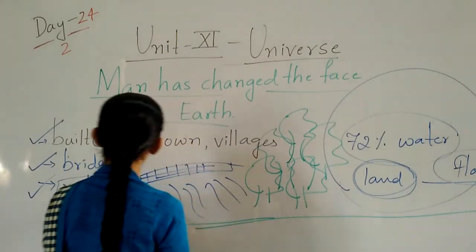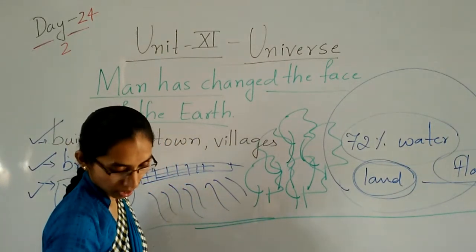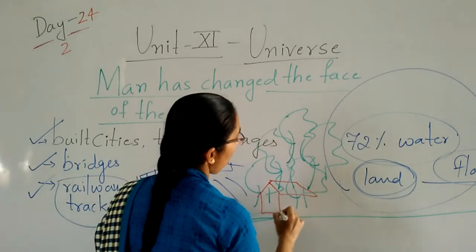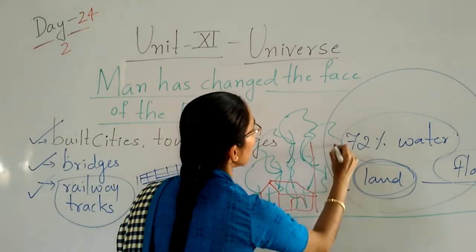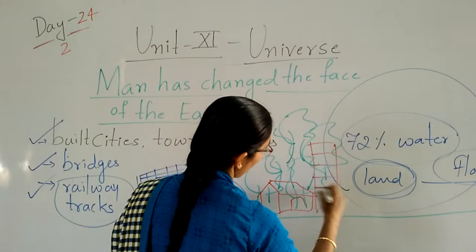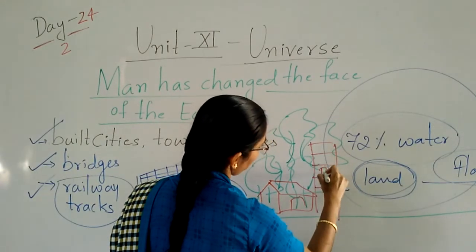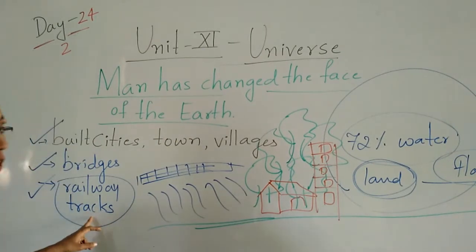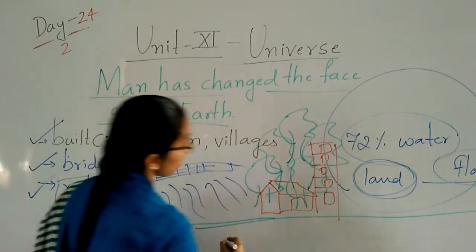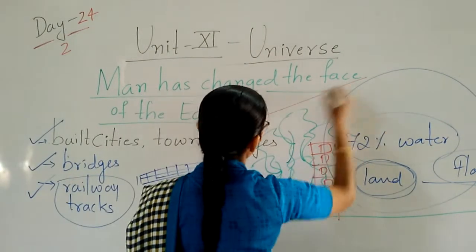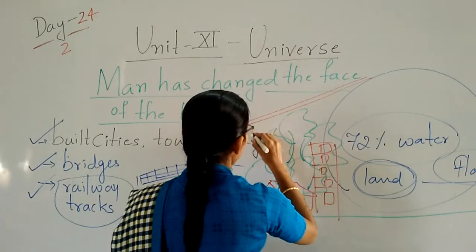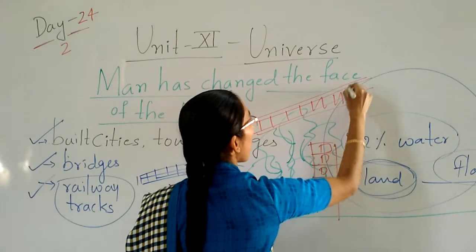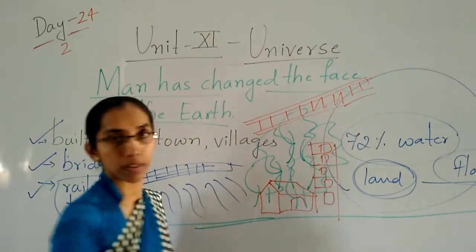So on that land, what did the man do? He constructed and built a number of houses and buildings, as we can see. Yeah, children? He also built the railway tracks after cutting the trees, to move from one place to another place.